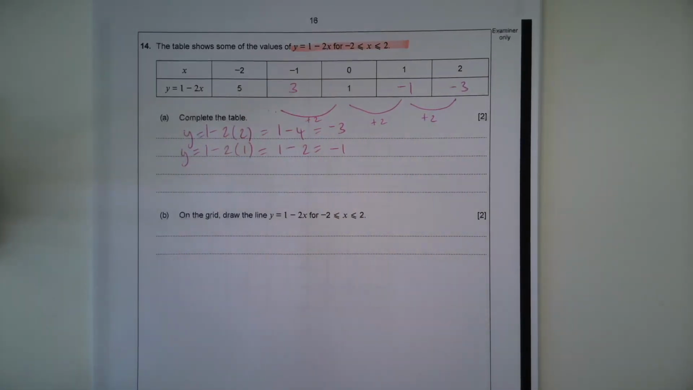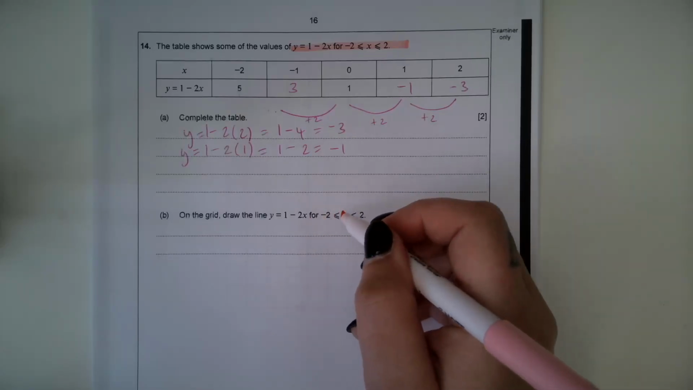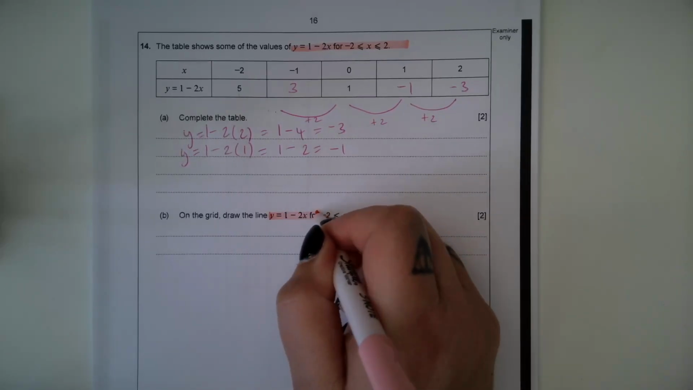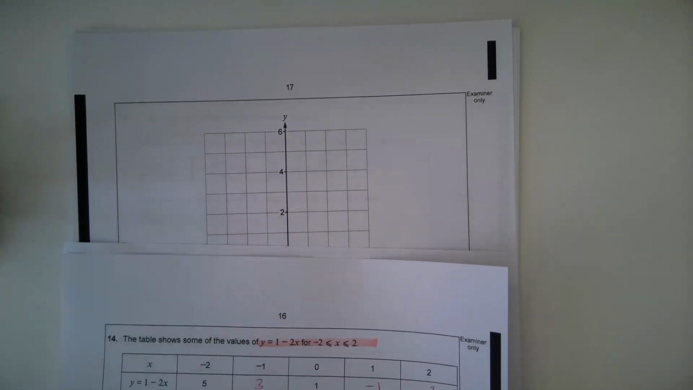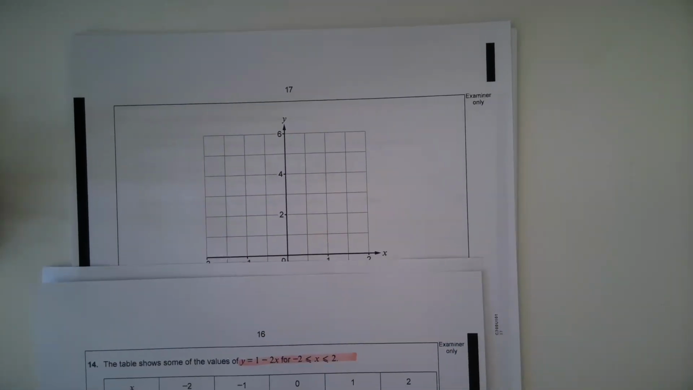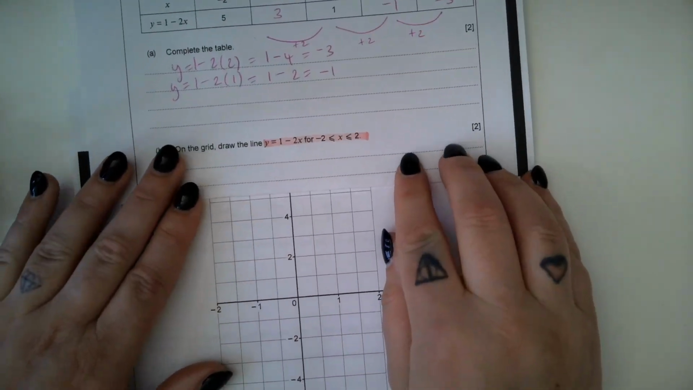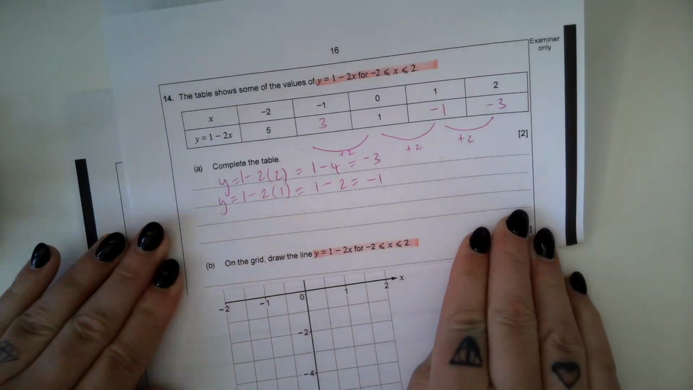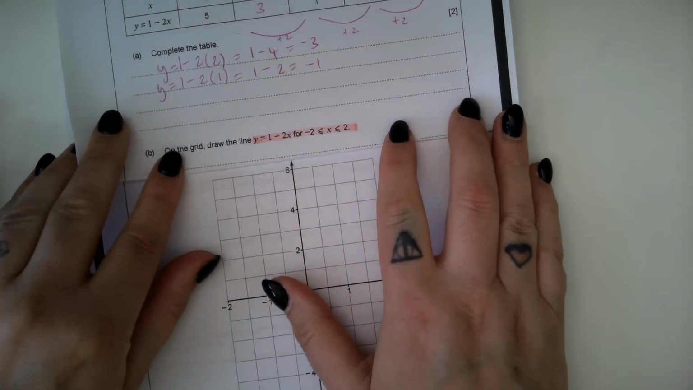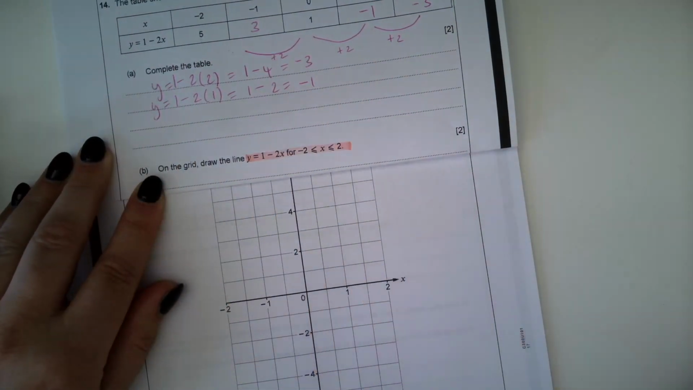Part B, on the grid, draw the line y equals 1 subtract 2x for the values -2 to 2. The grid is actually on the other page here. So I'm just going to fold this so we can see our values as well as draw our graph. Okay, let's make it a little bit smaller. There we are. So we're going to plot these values onto this grid here, okay?